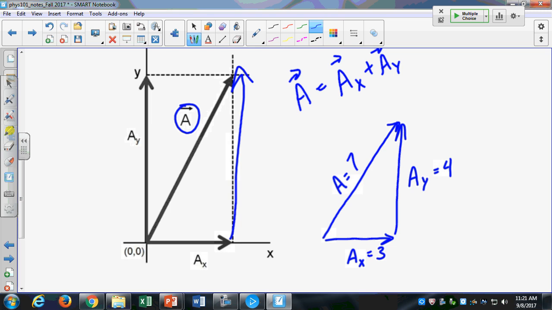Right? No, that's not right. That's not the case, because when you're adding up vectors, you don't just add numbers.